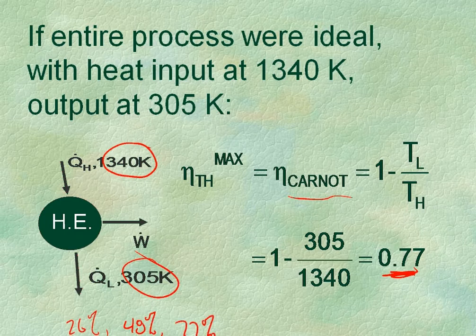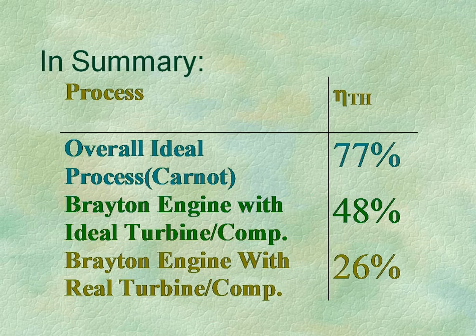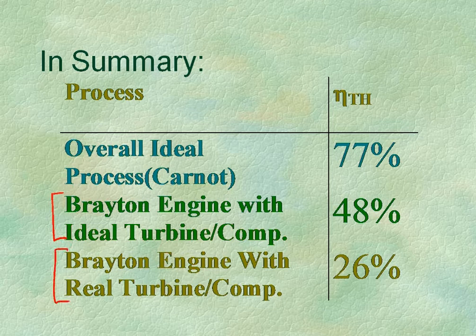So this is where our work as engineers comes in. How do we get toward that 77%? How do we design an engine that can do that? And there is no such engine, but that's what we're trying to accomplish. In summary, we have this overall best we can do, 77%, 48% for an ideal turbine and compressor with a Brayton engine, and finally a Brayton engine with a real turbine, real compressor, 26%, given those temperatures that we're working with.